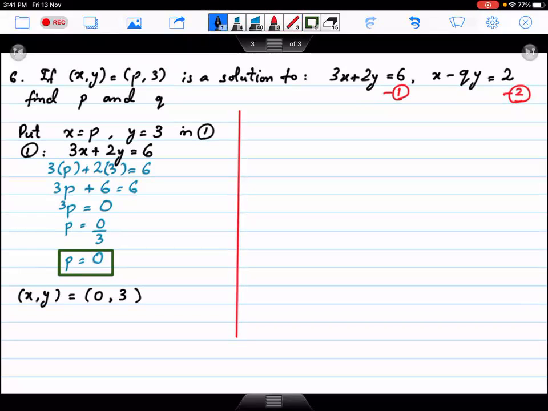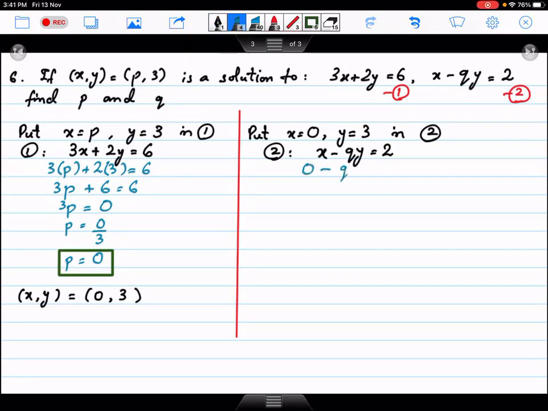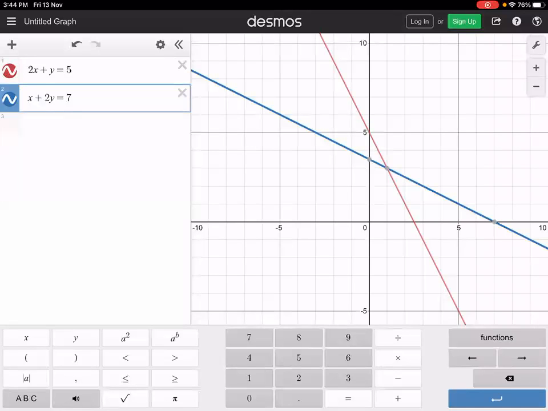So now we can put the value of x equals to 0 and y equals to 3 in equation 2 as well. So equation 2 was x minus qy is equals to 2. So by putting x equals to 0 and y is equals to 3, it becomes minus 3q is equals to 3. So q becomes minus 2 upon 3. Any problem in that?